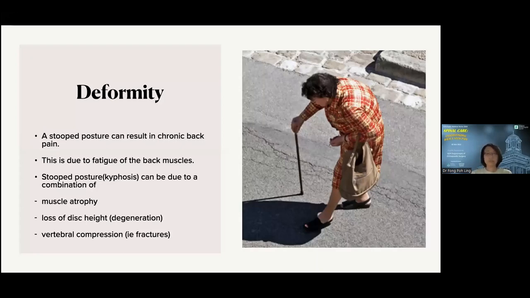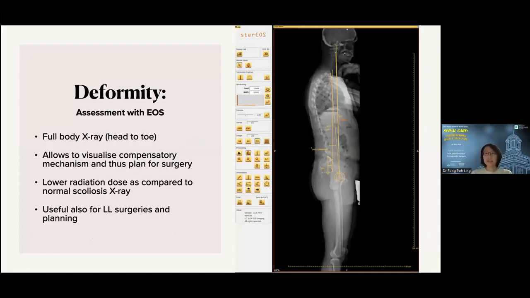So how do we assess deformity in SingHealth or SGH? There is a machine called the EOS. It is a low radiation full body x-ray. You can see from the picture on the right-hand side that it shows us how upright we are standing and gives us the ability to calculate angles. It can therefore help us not only tell how stooped the patient's posture is, but also visualize whether there is any compensation by the patient, and plan for surgery. This is commonly used also in kids for scoliosis x-rays and for lower limb surgical planning.